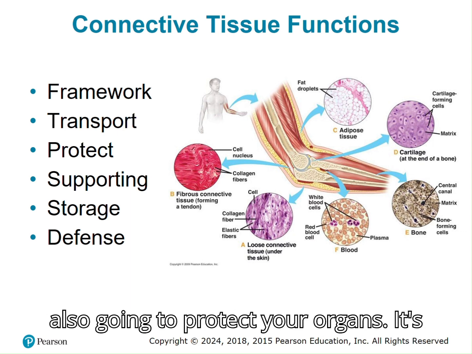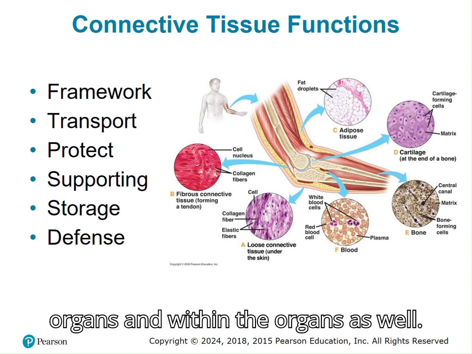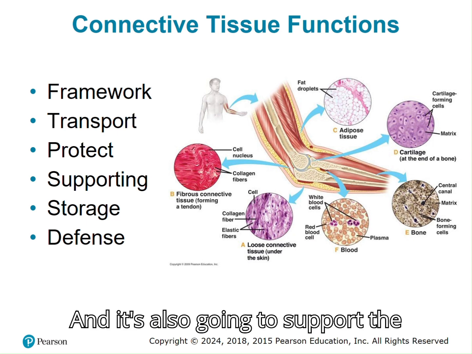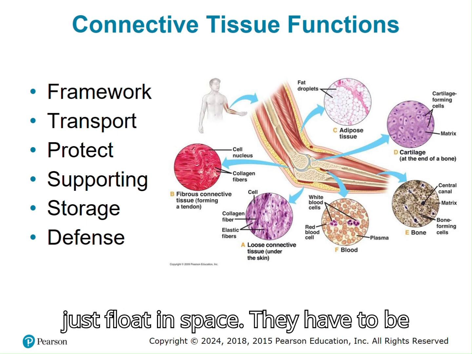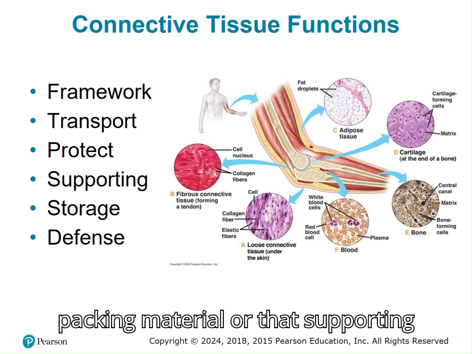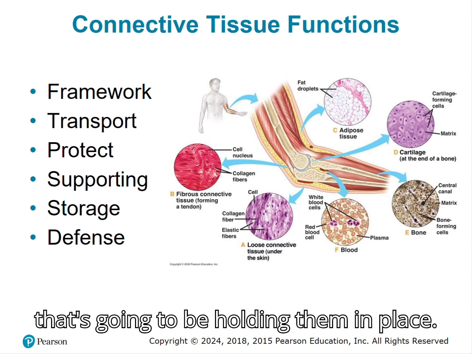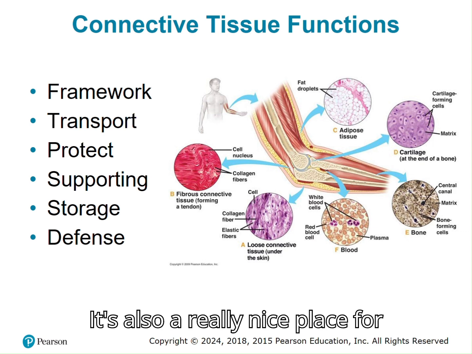Connective tissue is also going to protect your organs. It's going to act as a cushion around the organs and within the organs as well. And it's also going to support the organs. Your organs in your body cannot just float in space. They have to be resting in something. And generally that packing material or that supporting tissue is going to be connective tissue that's going to be holding them in place.